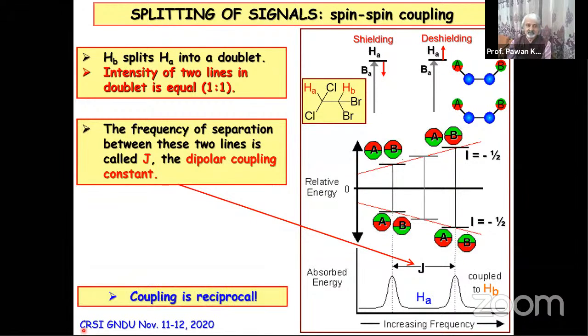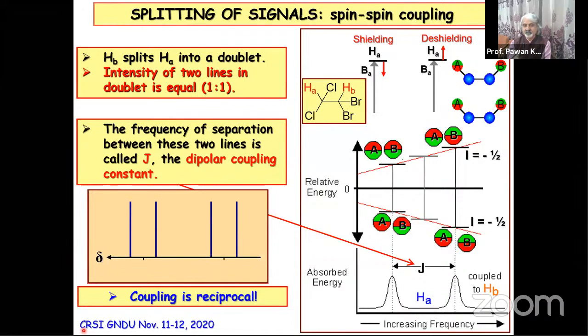And please remember, coupling is reciprocal. Reciprocal means if HB splits HA by 10 Hertz, then HA would also split HB by 10 Hertz. It is equivalent to inviting your friend to your birthday and your friend gives 501 rupees. So when you go to his or her birthday, you also return 501 rupees. So coupling is reciprocal. If HA splits HB by 10 Hertz, HB would also split HA by the same amount, that is 10 Hertz.